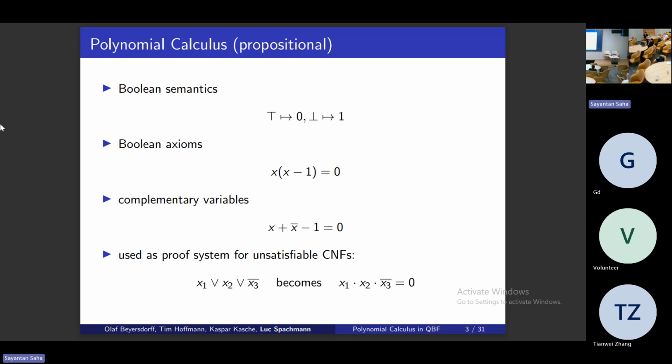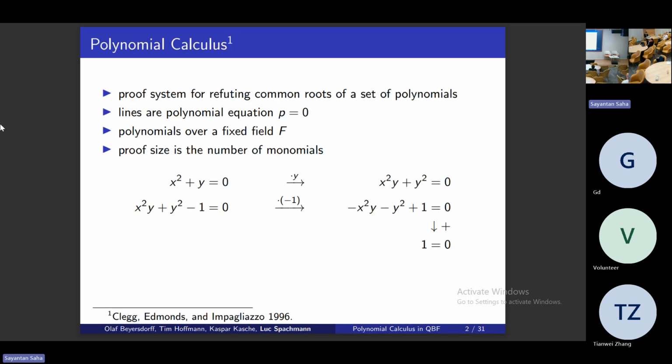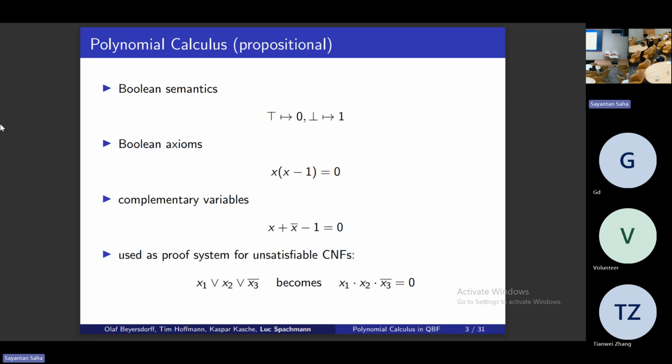You can use polynomial calculus as a propositional proof system for SAT, and this is also studied. You just have to add a bit of Boolean semantics. So you map the true value to 0 and the false value to 1. That might seem a bit counterintuitive, but it makes it easier with the form equation equals 0. So 0 equals 0 is obviously the true statement, and 1 equals 0 is the false statement. So this mapping is easier. Then you have to add the Boolean axioms, which are just x times (x minus 1) equals 0. Those axioms are true if x is 1 or 0, and for everything else they are false.